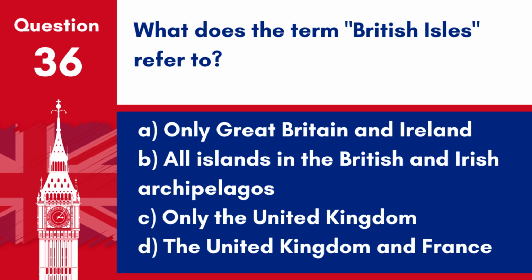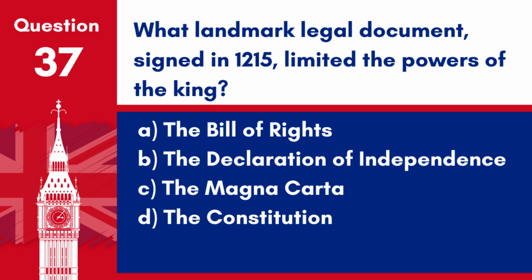Question 36. What does the term British Isles refer to? A. Only Great Britain and Ireland. B. All islands in the British and Irish archipelagos. C. Only the United Kingdom. D. The United Kingdom and France. Answer B. All islands in the British and Irish archipelagos. The term British Isles refers to all islands in the British and Irish archipelagos, including Great Britain, Ireland, and over 6,000 smaller islands. Question 37.